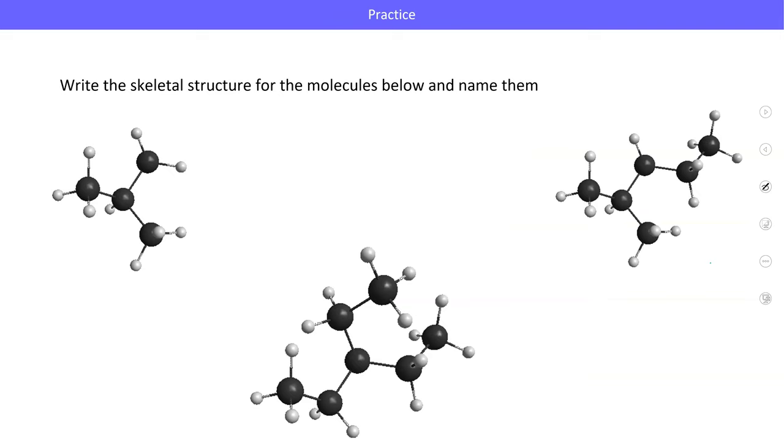It can be a little bit tricky to name them when all you have is the 3D structure. Our textbook has all of the nomenclature practice problems, and it just gives you the 3D structure. For me, at least, the easiest way to do this is to start by redrawing it as the skeletal structure. Obviously, we've used some of these as examples already. So three continuous carbons with a methyl group attached. So methylpropane.